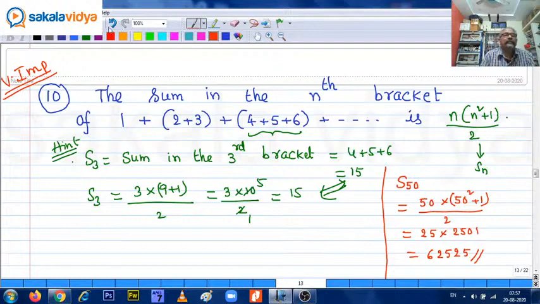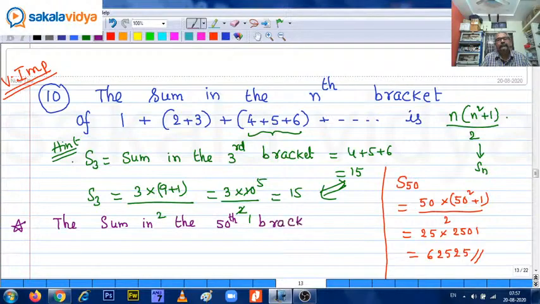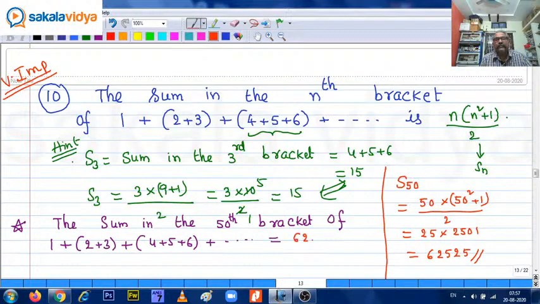That means the question may be like this. The sum in the 50th bracket of 1 plus 2 plus 3, 4 plus 5 plus 6, and so on, is equal to. They won't change; the same numbers will come in the examination. The answer is 62,525. This is the answer.